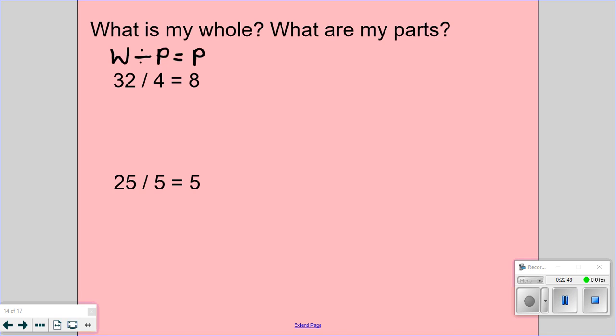So if I have 25 cards and I want to play Uno, which one of those symbols is my whole? I'm playing Uno with 25 cards. Which one of those symbols is my whole? Huxley? 25, because I'm going to start with the whole deck. And then what am I going to do with that deck?